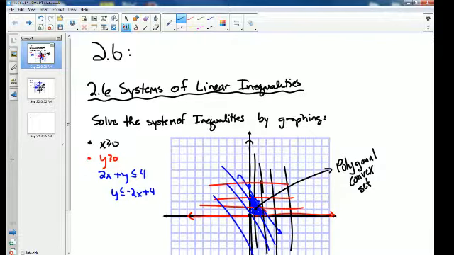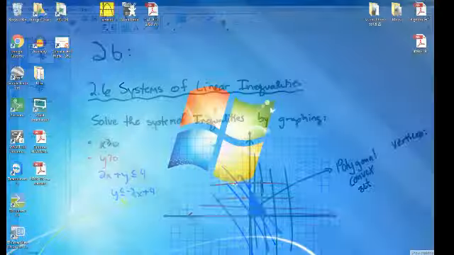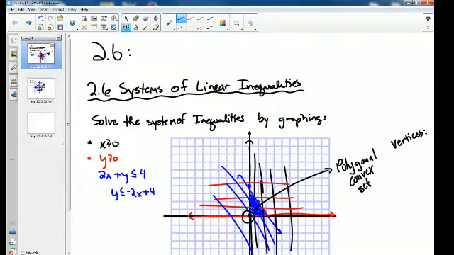Now be aware, you're going to be asked to identify the vertices. We've already named one, right? 0, 0. What's this vertex? 2, 0. Yeah, I think you're right there. And what's this one up here? 0, 4. Okay, those are the vertices of our polygonal convex set.